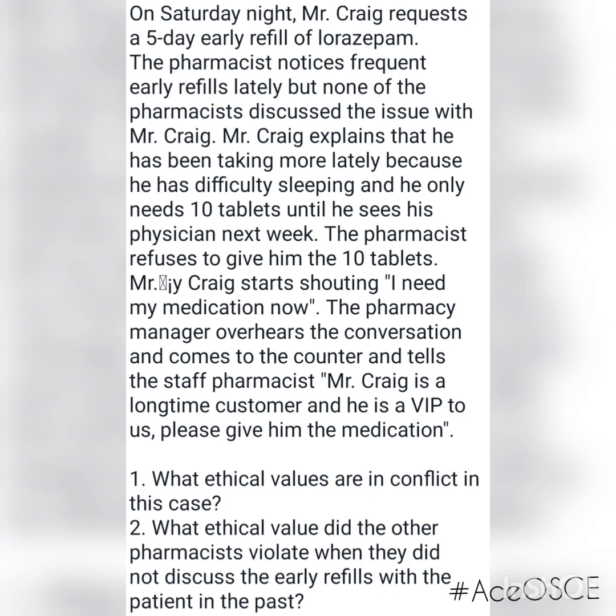The first question based on this case is, what are the ethical values that are in conflict in this case? And number 2 would be, what ethical value did the other pharmacists violate when they did not discuss the early refills with the patient in the past? Let me know what you guys think the answer is in the comments below. I just want to make sure that you guys know what ethics play and how 2 different ethics can actually be played against each other. There can be 1,000 different questions that can come up from this case, and this is a common sighting in most community pharmacies, so being able to manage this and understand this case ethically is ultra important.